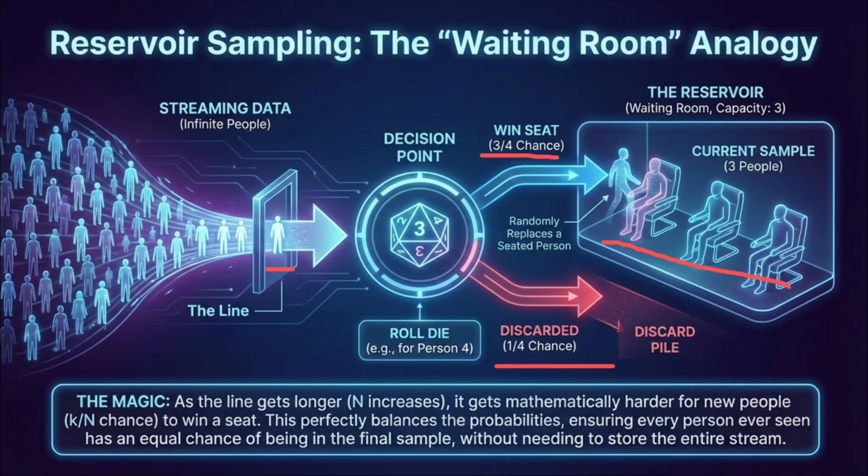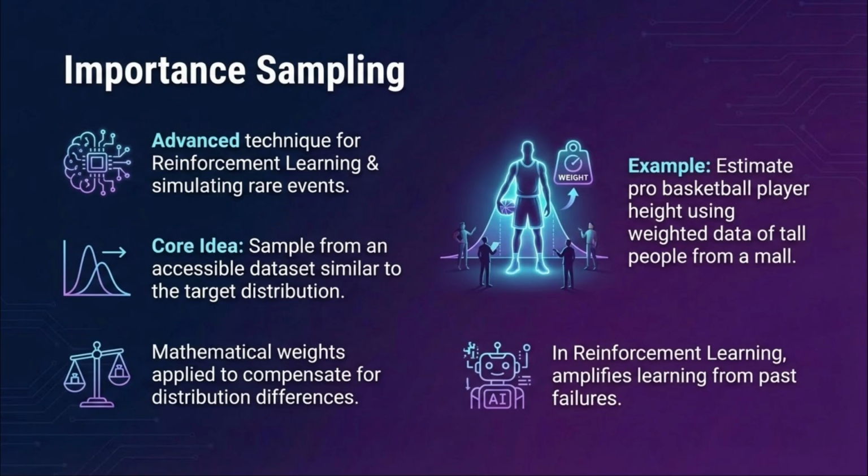But there is one more important sampling method: importance sampling. We don't use this much in standard data prep, but it is heavily used in reinforcement learning and for simulating extremely rare events. The idea is simple.